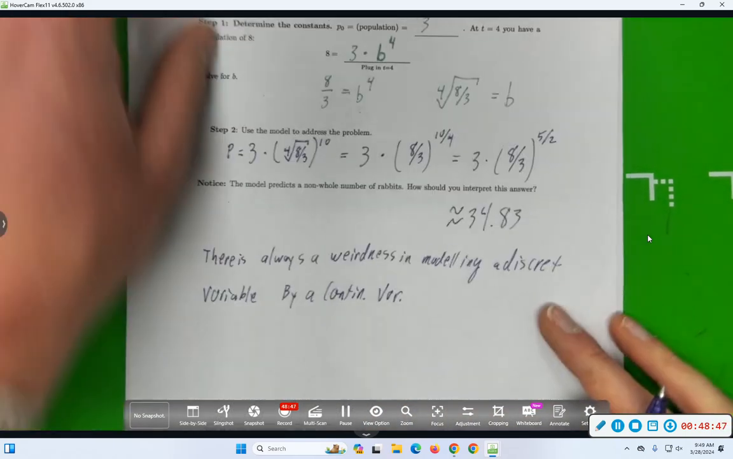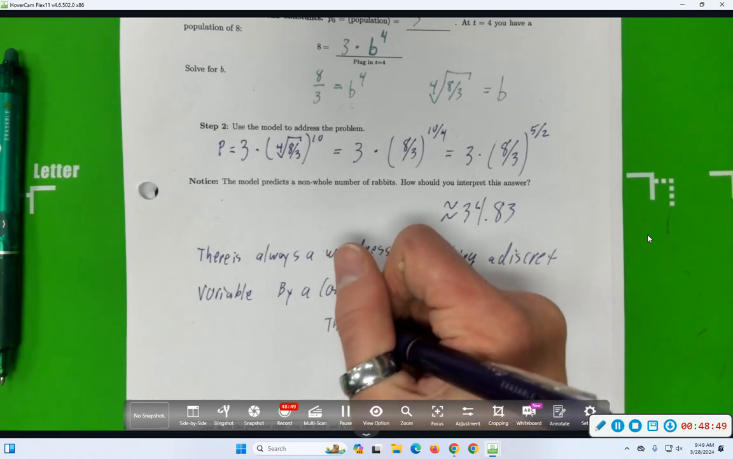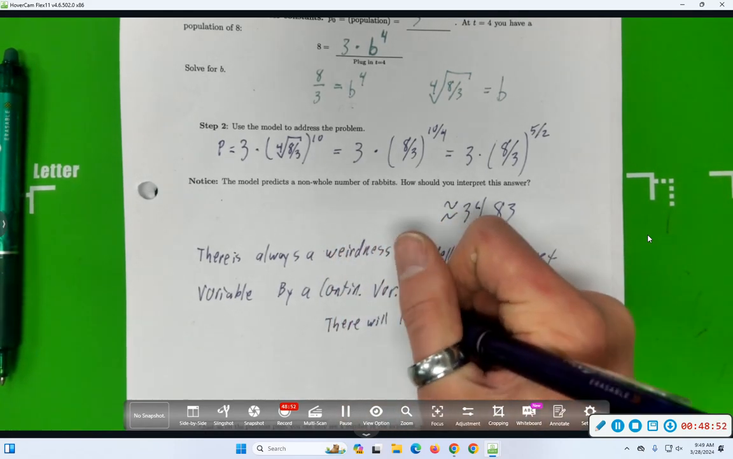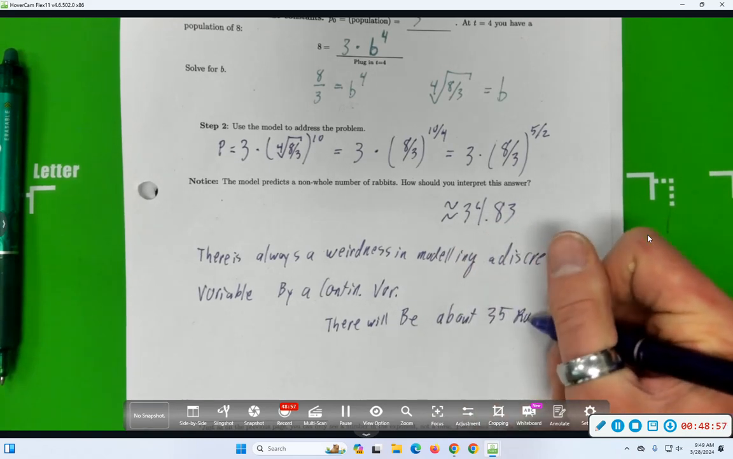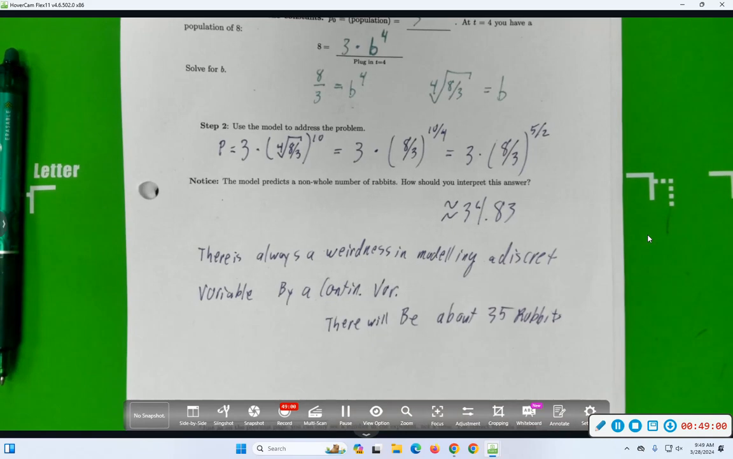So really what I think you would want to say about this model is there will be about 35 rabbits. And it makes sense that this would be about, because this population of rabbits isn't going to reproduce like clockwork. They'll produce a new rabbit when they get around to it. And apparently every 4 days, it seems to scale by about a factor of 8 thirds. Cool. That feel pretty good?